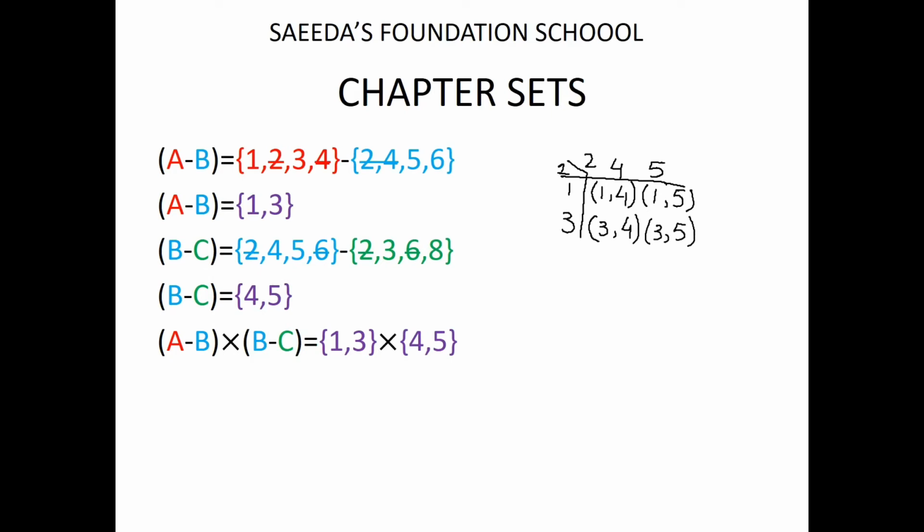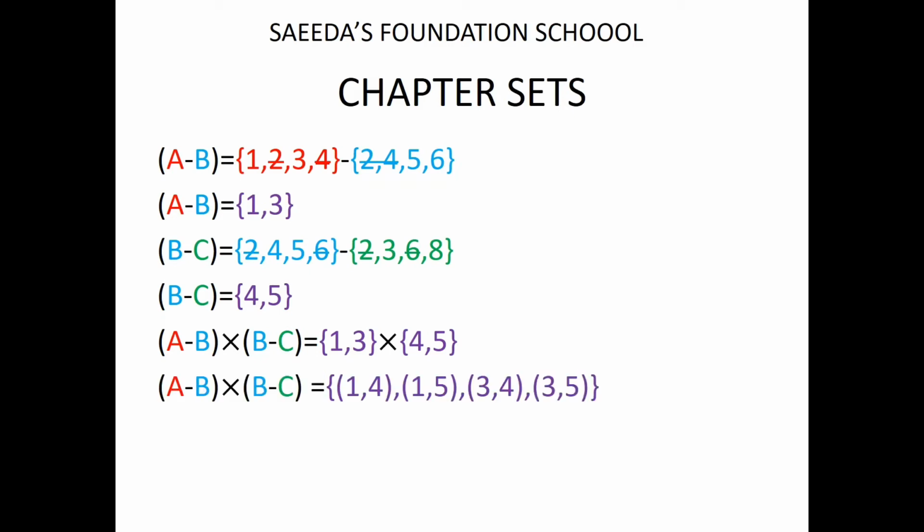So this is the way we find out the Cartesian product of two sets. Now we will combine these and write them down in a single set. So this is how we have written our ordered pairs in a set form, that is known as Cartesian product.